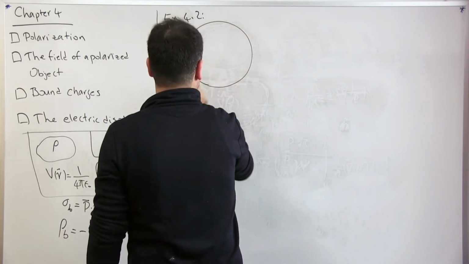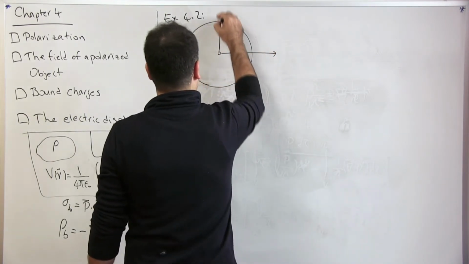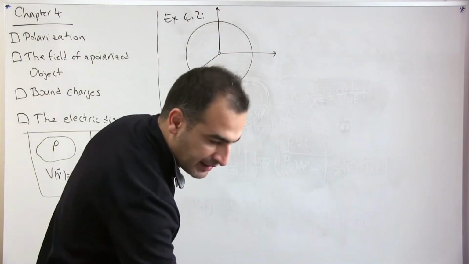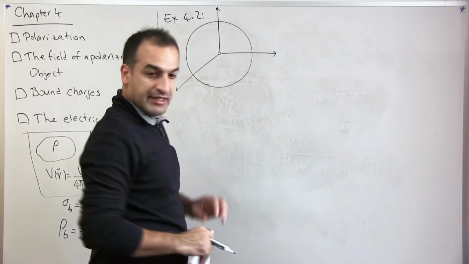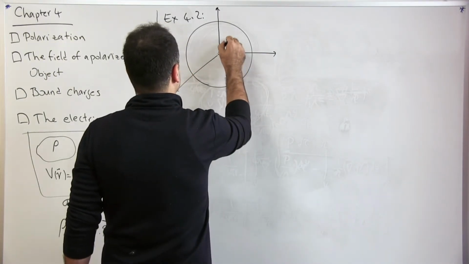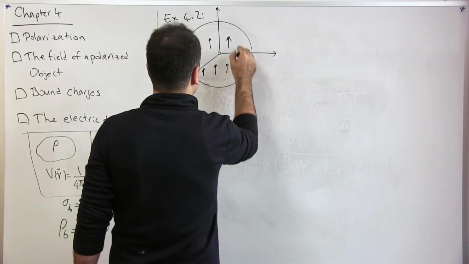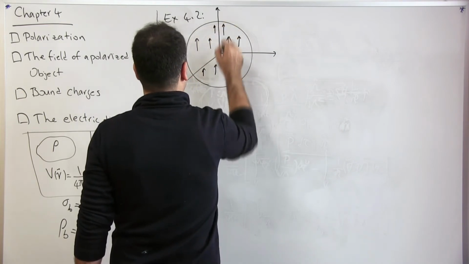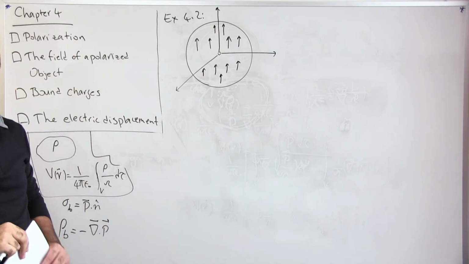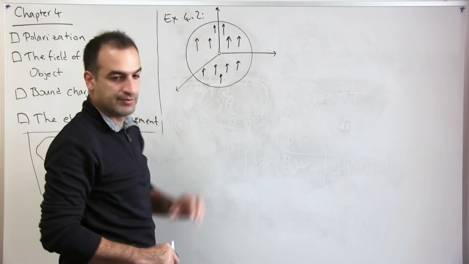Okay, it says that we have a sphere which carries uniform polarization P. That means this sphere is a dielectric material and somehow it's polarized in a way that it has uniform polarization P everywhere. P is, let's say, pointing up. So anywhere inside this sphere we have this polarization. Sounds good? Now the question is what electric field and electric potential is created by this polarized object.